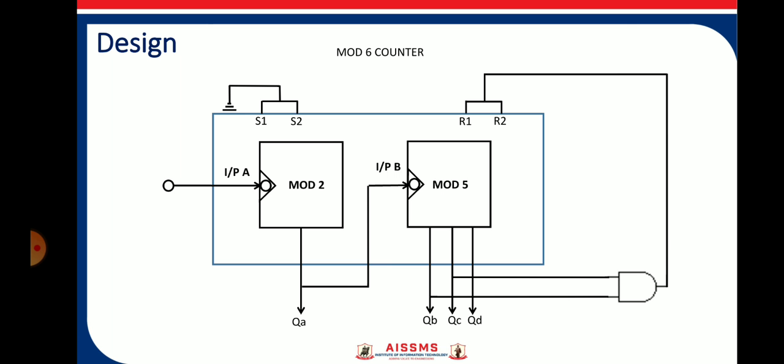Because of that, it will get reset, and the reset value will be 0 0 0 0. So again it will start from 0 till 5. Immediately when the first invalid state comes into the scenario, the AND gate will generate a 1, and again because of R1 R2, the output will be reset to 0 0 0 0. In this way we can implement a mod 6 up counter using IC 7490.